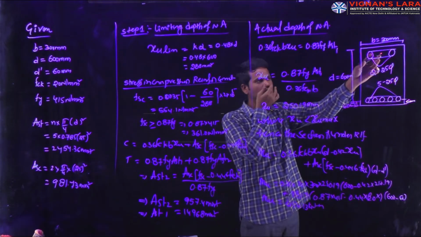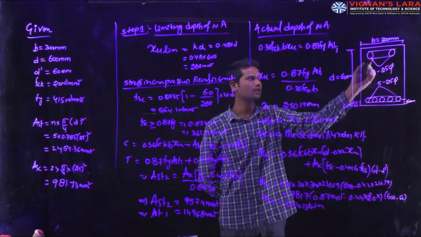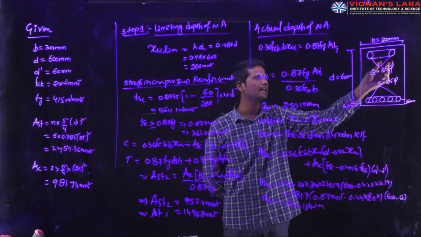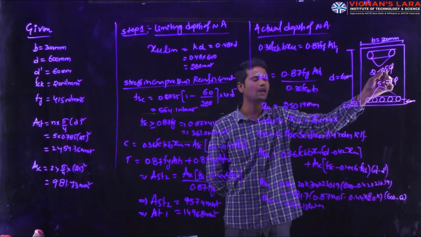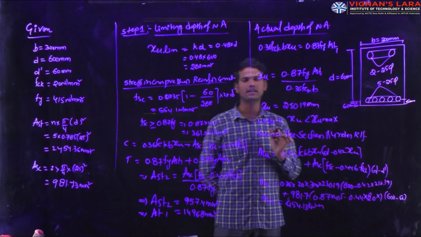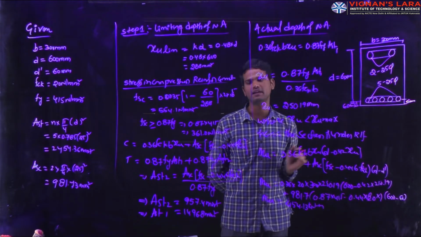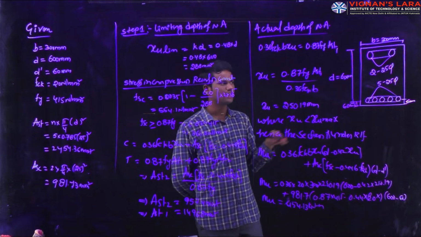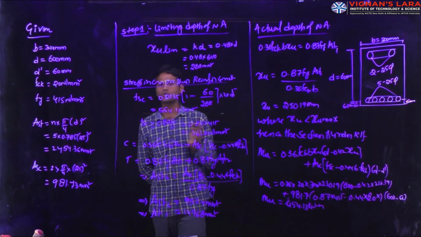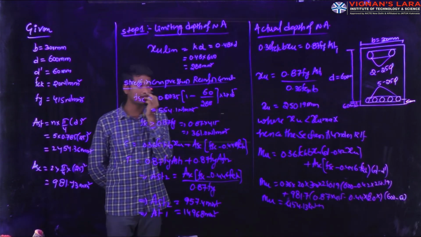In compression zone, they provided 2 bars of 25 mm diameter. Again, in bottom zone also they provided 5 bars with size of the diameter as 25 mm. For this section, they asked to calculate the moment of resistance. They asked this in the problem.